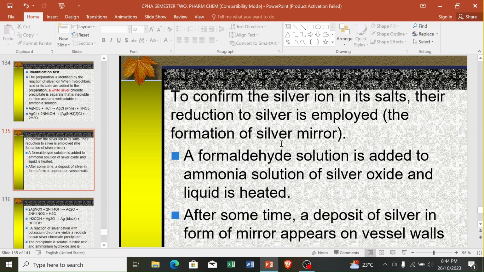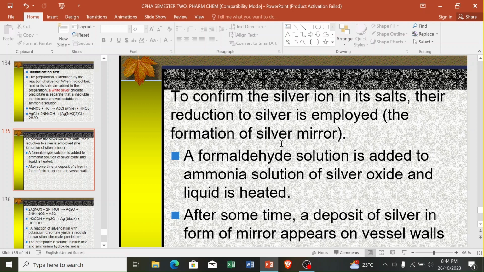So aldehydes react with what we call ammoniacal silver nitrate. When we look at a confirmatory test for aldehydes, we use ammoniacal silver nitrate, meaning we have silver nitrate dissolved in ammonia solution, giving us what we call ammoniacal silver nitrate. So when this chemical reaction takes place, we expect to form a silver mirror on heating.